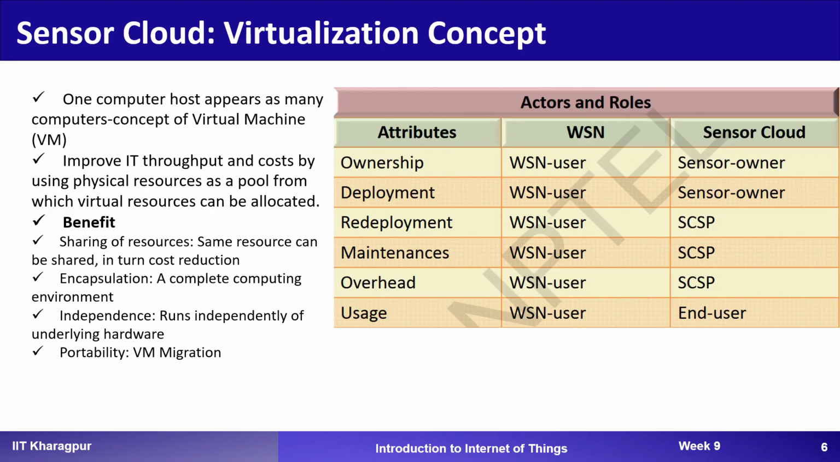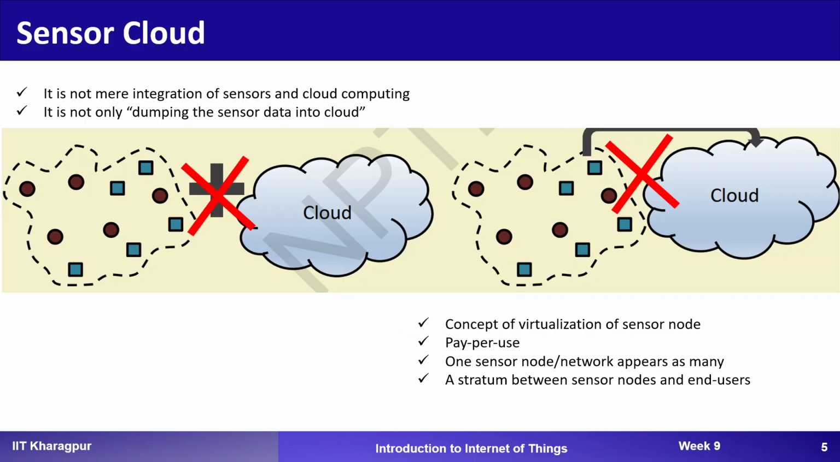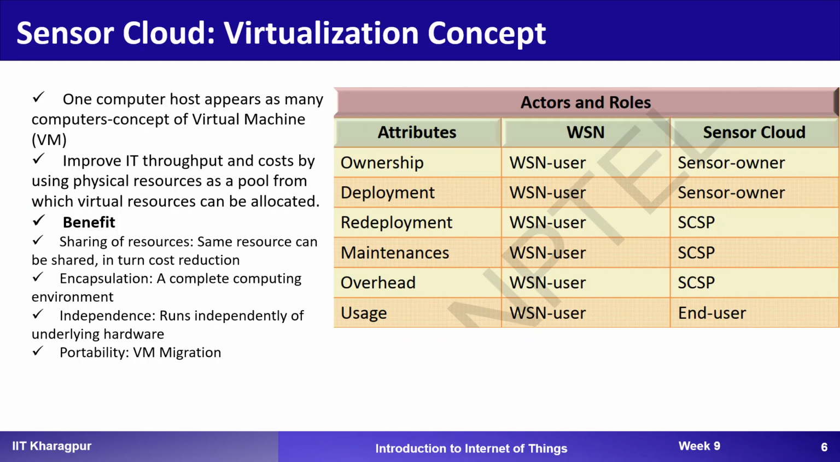Now next is the virtualization concept. As I have discussed, your sensor cloud is the concept of virtualization of your sensor node. So what exactly is virtualization? In virtualization, one computer host may appear as many computers or virtual machines. It is responsible for improving the throughput and cost by using physical resources as a pool from which virtual resources can be allocated.